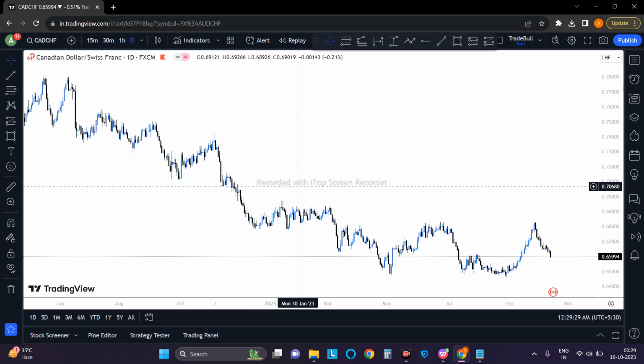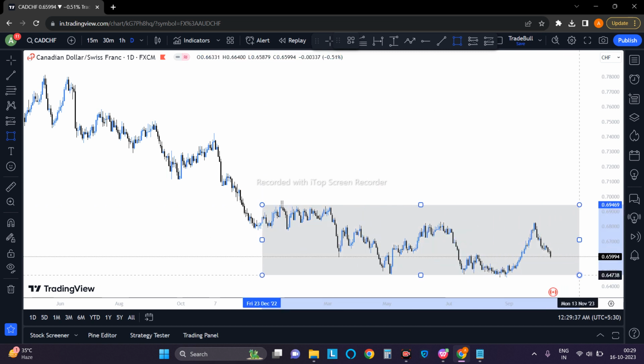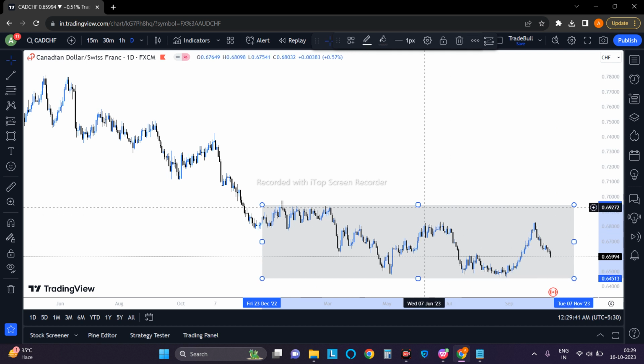But what's happening recently? Since the beginning of 2023, if I mark this area, you can clearly see that the price has turned into a sideways trend. Now, what is a sideways trend? In a sideways trend, it means that price is neither going in an upward direction nor in a downward direction.